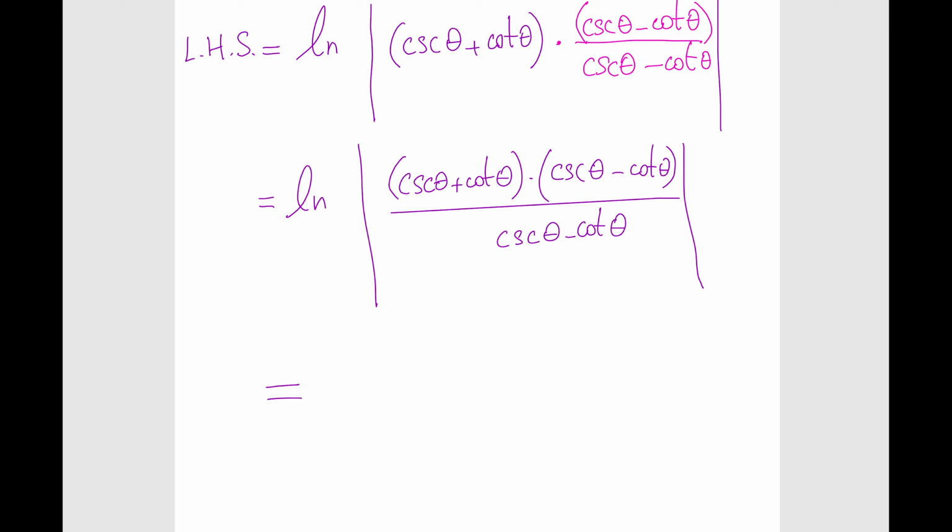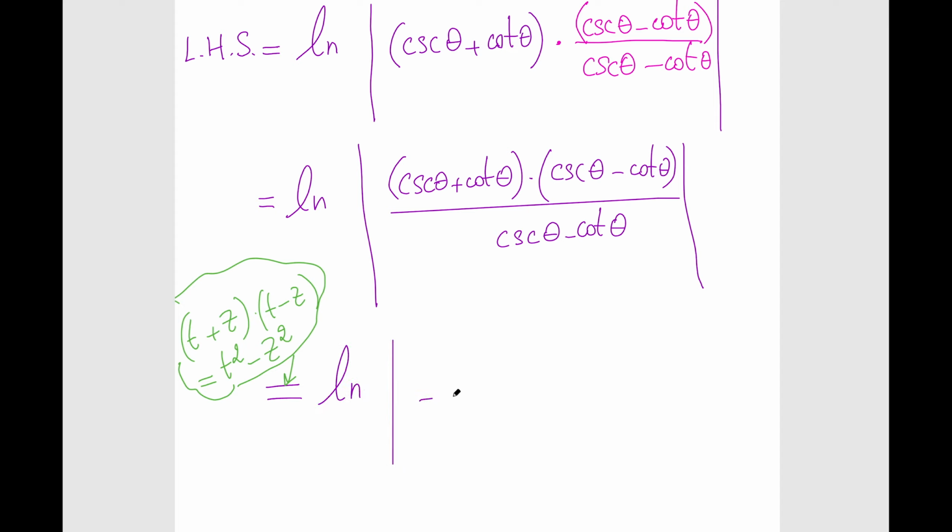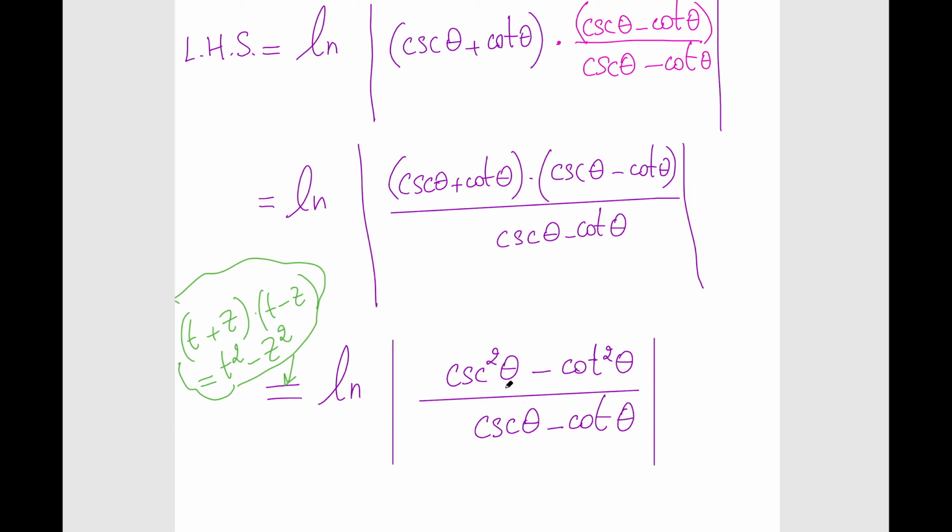So let me highlight it for you again. What we're using is t plus z times t minus z. That's t squared minus z squared, right? That's what we're using here. And the t is cosecant of theta and the z is cotangent of theta. So the guy upstairs becomes cosecant squared of theta minus cotangent squared of theta. And downstairs we get cosecant theta minus cotangent theta. Correct?